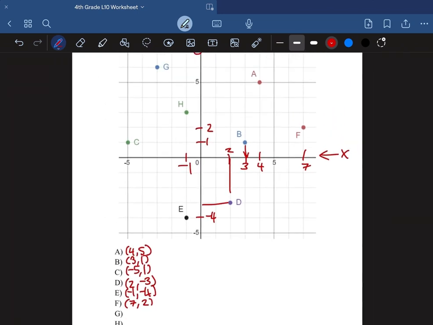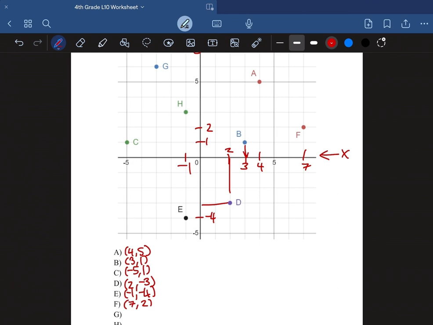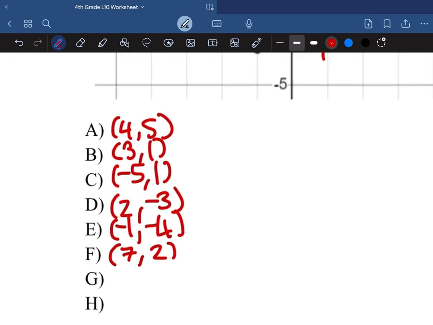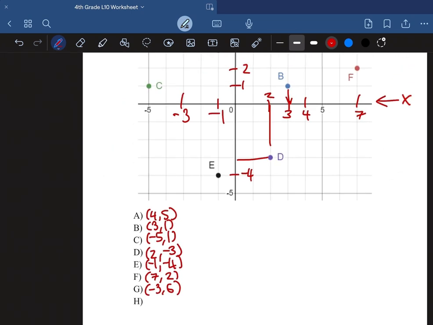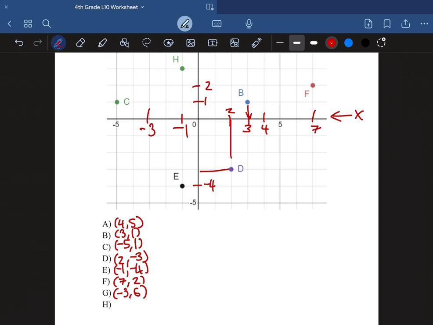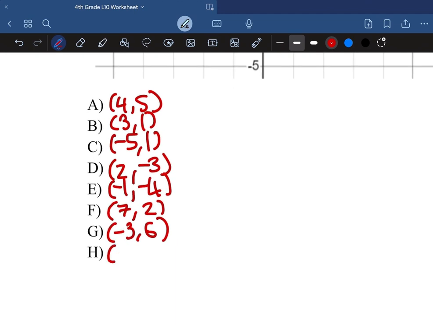G, again, located at x is equal to -3 and y is equal to 6. So we would write this as -3, 6. H, located at x is equal to -1 and y is equal to 3. So the ordered pair would be -1, 3.